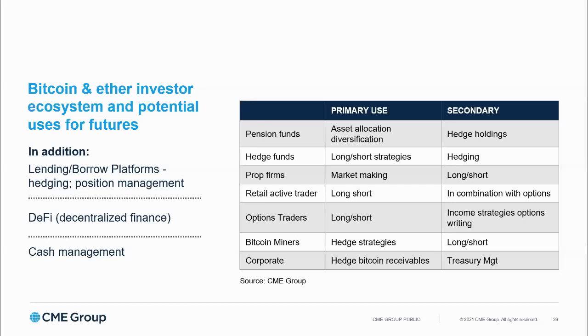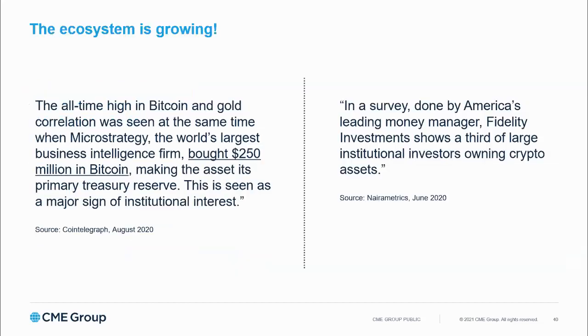So options traders are coming to us to trade long short, but also to write income strategies by writing options. And then we have Bitcoin miners coming to us to write hedge strategies or go long short. We have corporates using our products to hedge Bitcoin receivables, but also for treasury management.